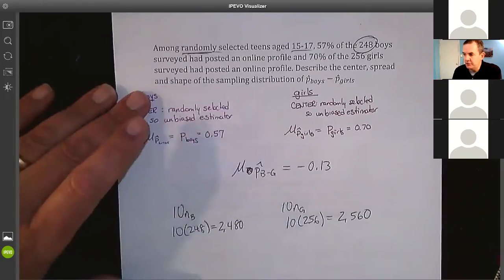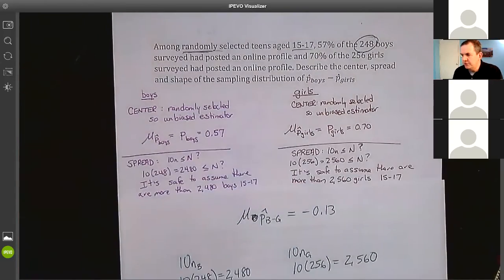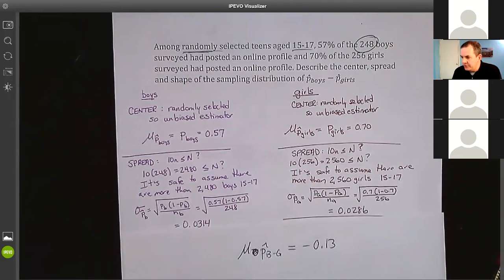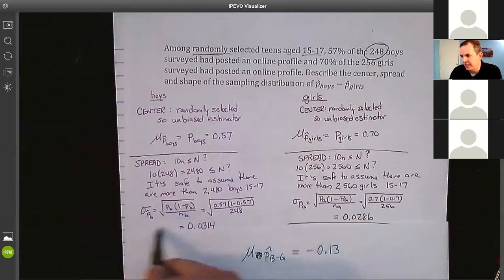So basically I'm going to make those assumptions. I'm going to say it's safe to assume there are more than 2,480 boys and more than 2,560 girls. And now what I'm allowed to do is calculate two different standard deviations. I can use this formula sheet and take the 57%, the number I had for boys. Again, it's this formula right here, on your formula sheet, and it's a plug and chug kind of thing. You take your numbers, plug them in, and get your answer.